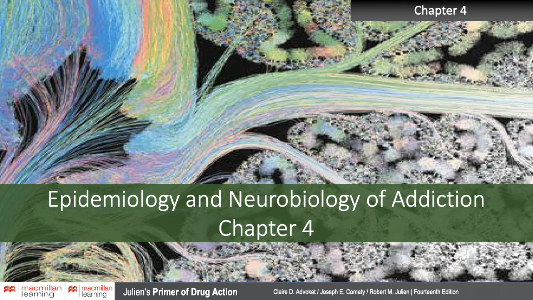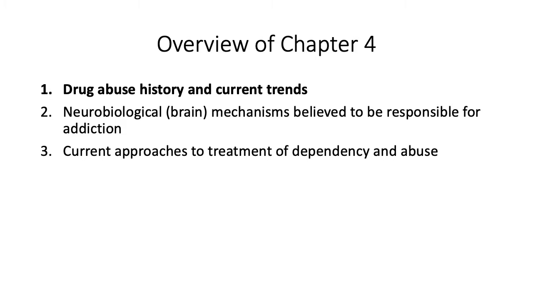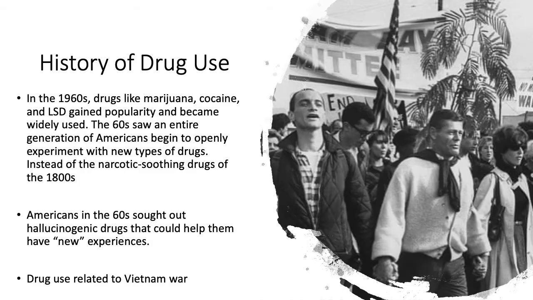Hello, everyone. Welcome back. In this chapter, we will be covering epidemiology and neurobiology of addiction, and this is chapter 4 from Julien's Primer of Drug Action. In this chapter, we will be covering drug abuse history and current trends, neurobiological brain mechanisms believed to be responsible for addiction, and current approaches to treatment of dependency and abuse. So let's go over drug abuse history and current trends.